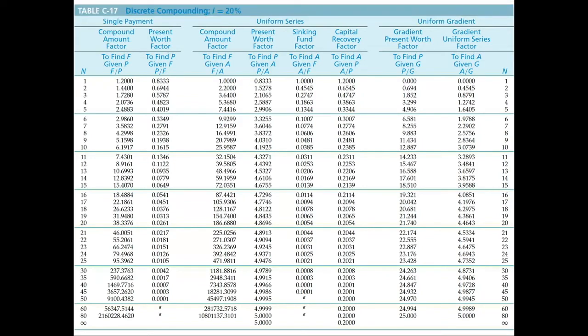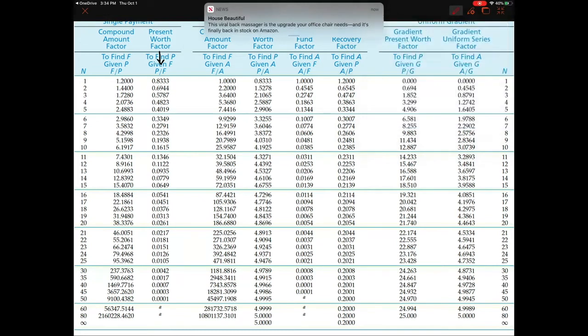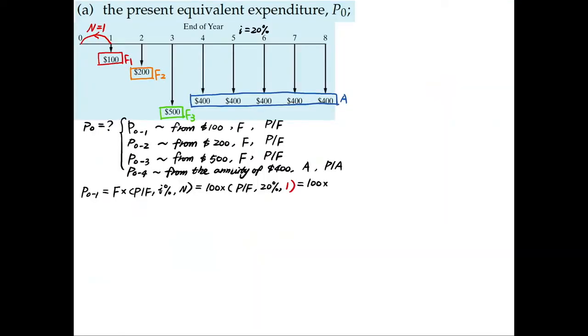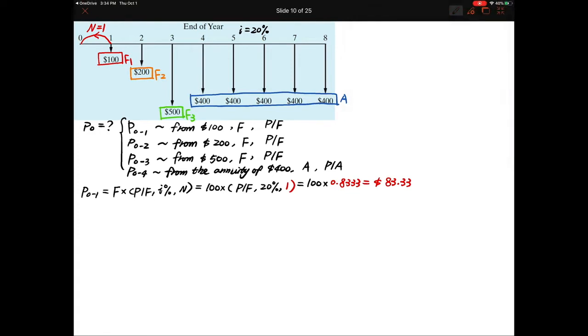So 100 times, what is the factor? Okay, this is the table for I equals to 20%. You're looking for P given F. So that's the column. And here, let me use this color. The N is 1. So this is your factor. Okay, so it's 0.8333. So this is 83.33. Okay?